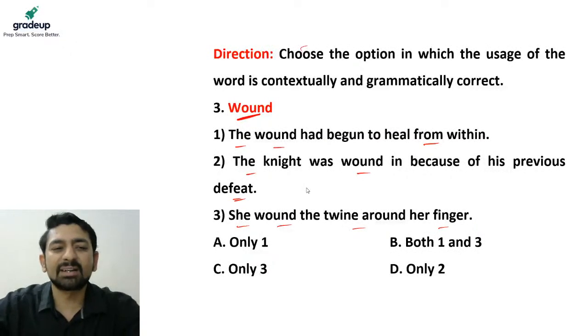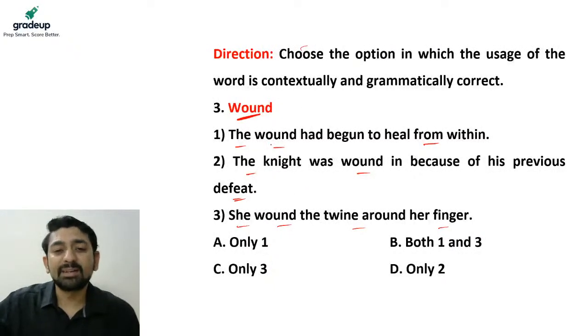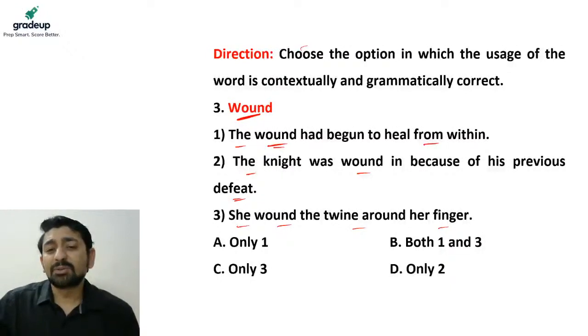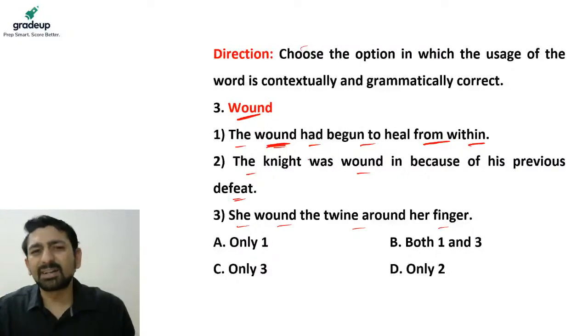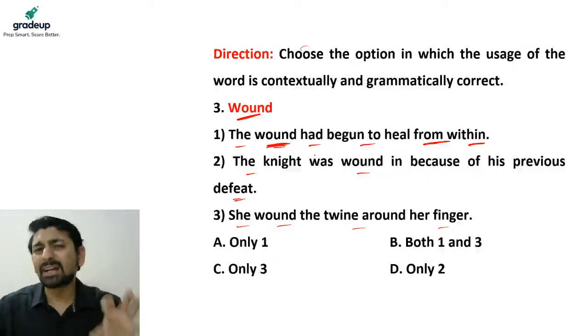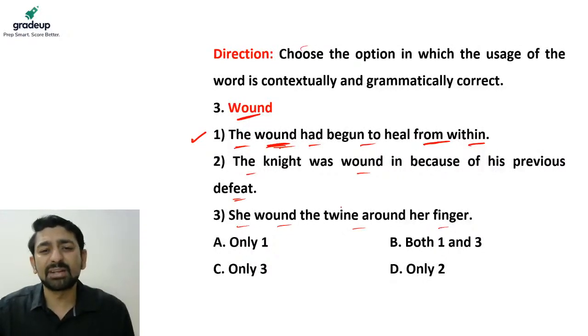Okay, I've started getting answers. People are saying B, which is both 1 and 3. Okay, let me tell you. Here it says the wound had begun to heal from within. What does wound mean? Wound means if you get hurt, that point where you got hurt in your body is called a wound. So the wound had begun to heal from within. The meaning is absolutely right.